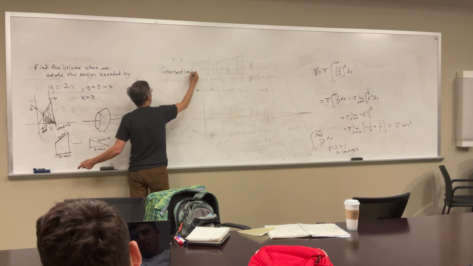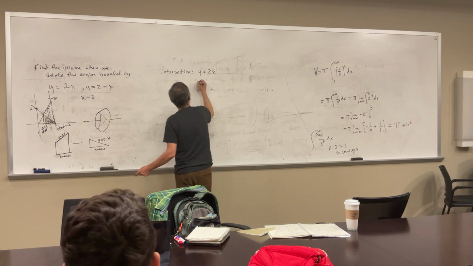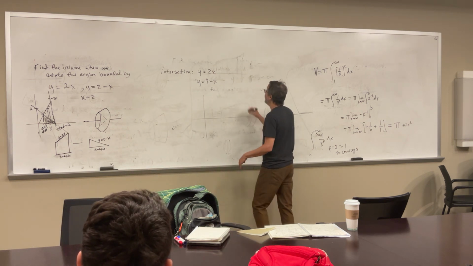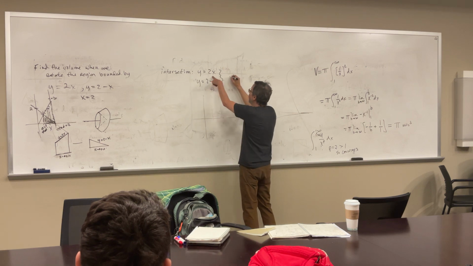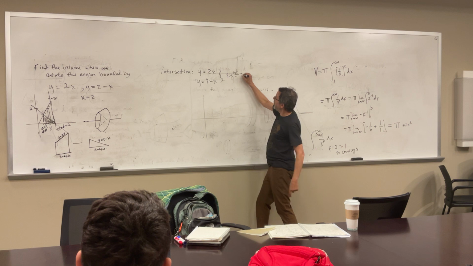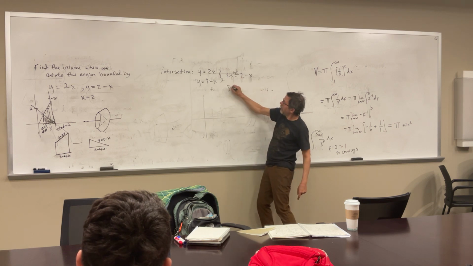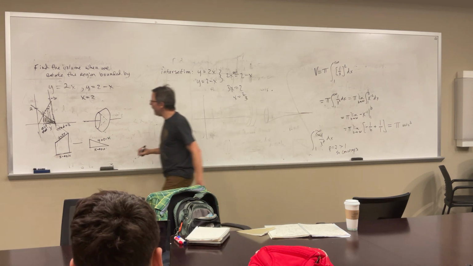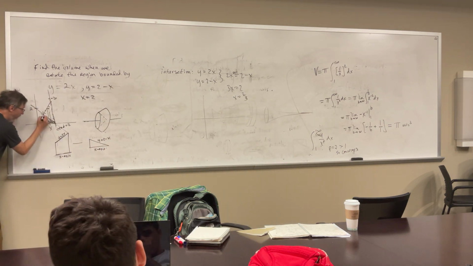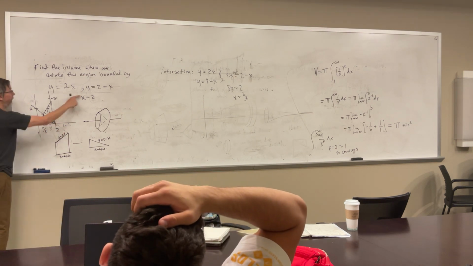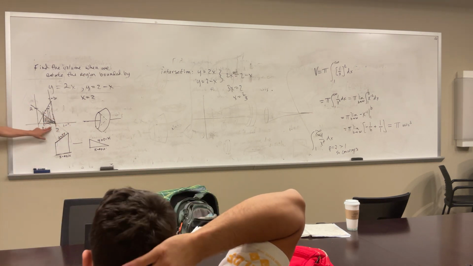Intersection. We had y equals 2x and y equals 2 minus x, and I'm kind of excited to see what these are. So I'm going to set those equal. Set 2x equal to 2 minus x. That's 3x equals 2. That's x equals 2/3. So that is this point right here. And then we end at 2. We were given the end slice right there.